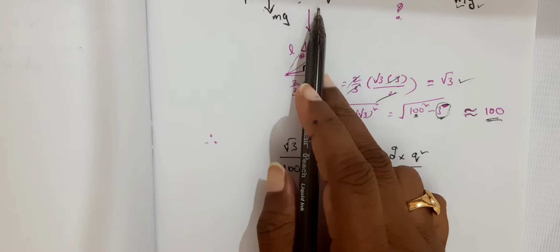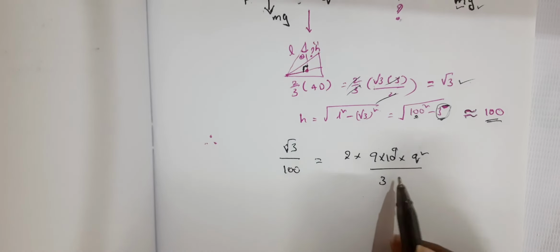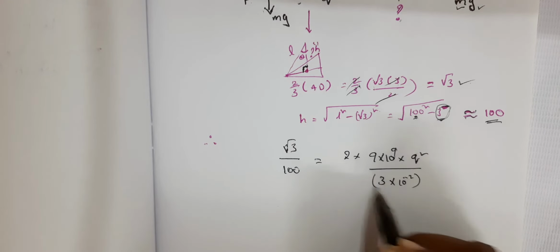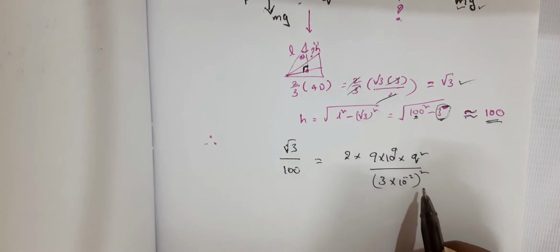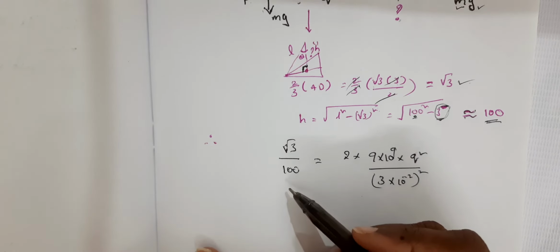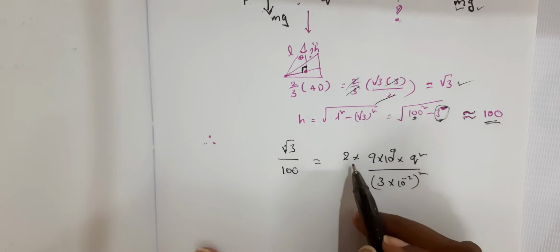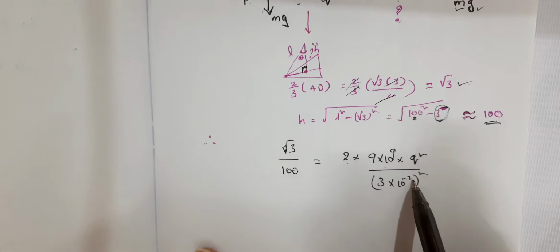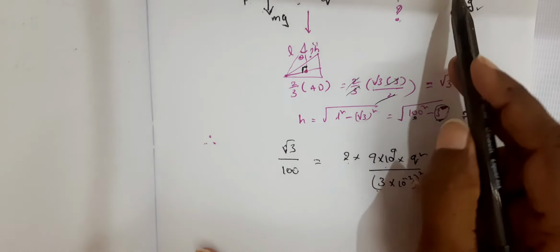Right, now is 3 given in meters or centimeters? Let us check. 100 centimeter length is given, 3 centimeters only. Everything is given in centimeters. So now we have to convert it into meters. 3 into 10 power minus 2 whole square. Okay, here though it is anyhow a ratio, so no need of conversion. Alright, so 2 into 9 into 10 to the power of 9 into q square by d square. So the F part is done.